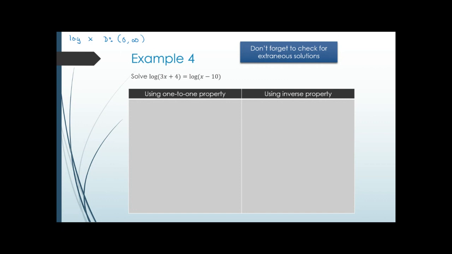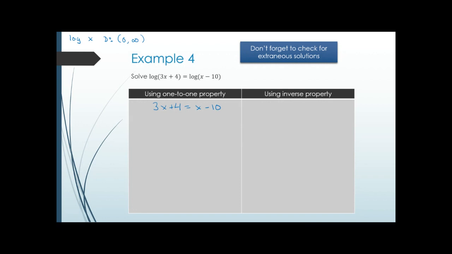So we have the same problem here. We're going to solve it with both methods, one-to-one property and the inverse property, to show you how they both work. And then we'll check for extraneous solutions. So using the one-to-one property, we have the log. It's base 10 because there's no number written there, so it's the same base, which means what's inside the log has to be equal. So 3x plus 4 must equal x minus 10. So that is the one-to-one property that we just used.